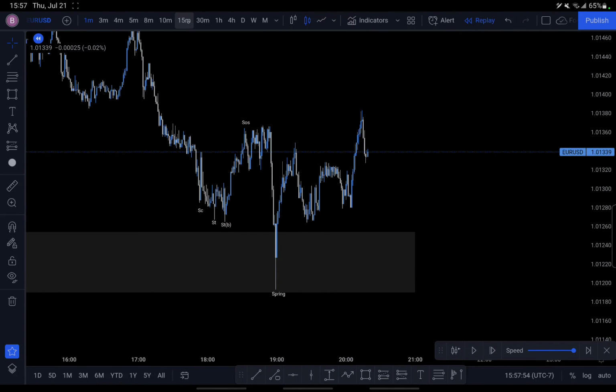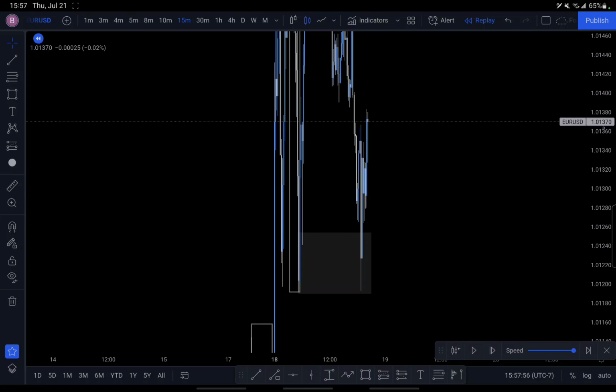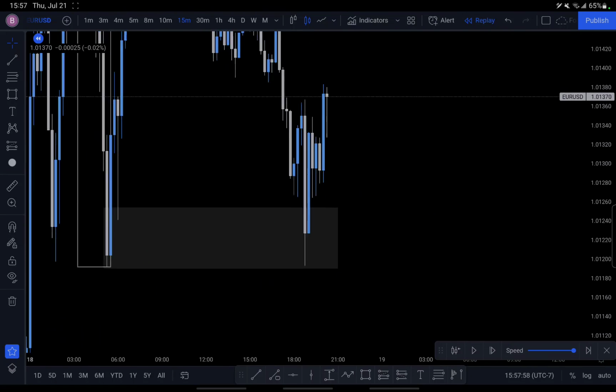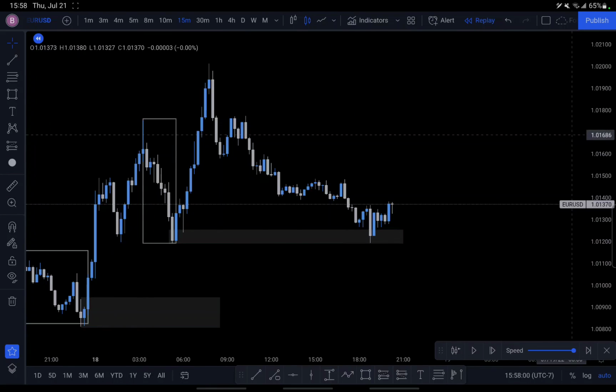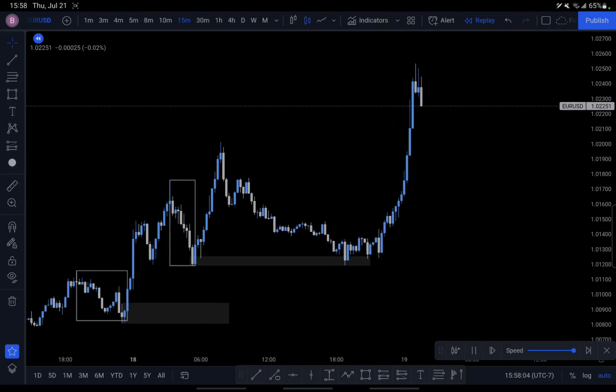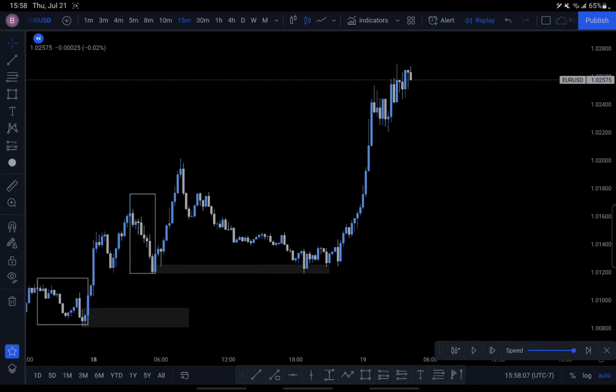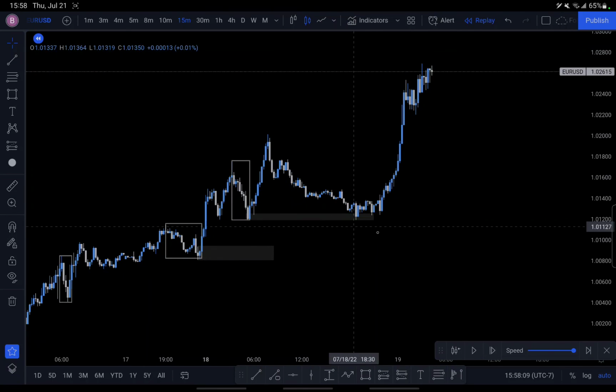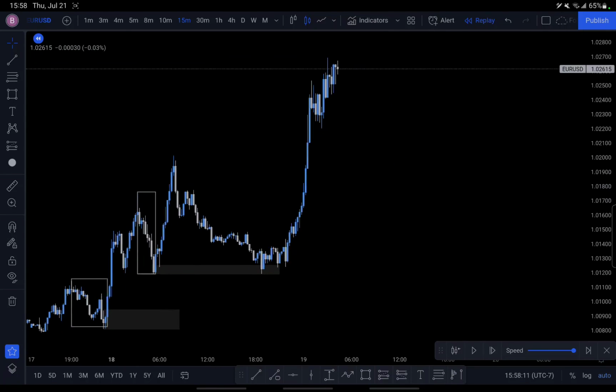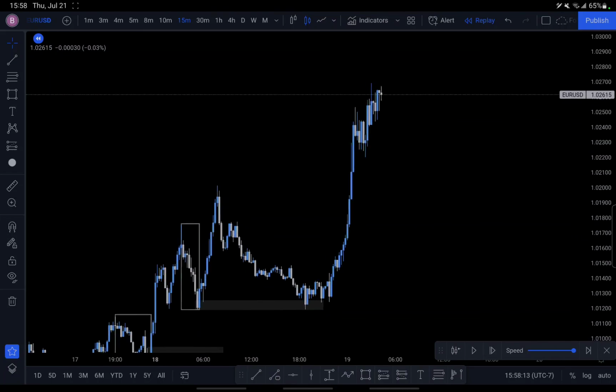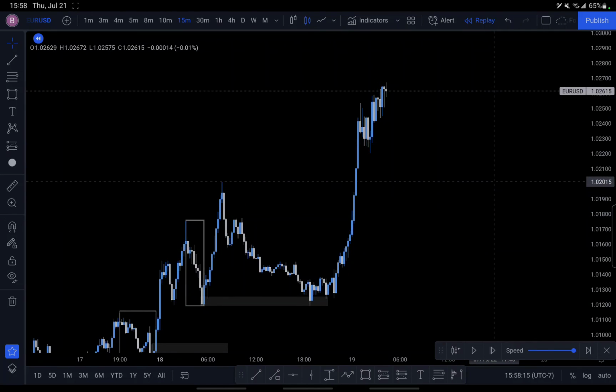Now let's go back to our 15-minute time frame, and then watch price play out again. There we go, price is shooting up. That could have been a nice entry to take price up. All right, I'm gonna end this video here, and then we'll continue on the next one.